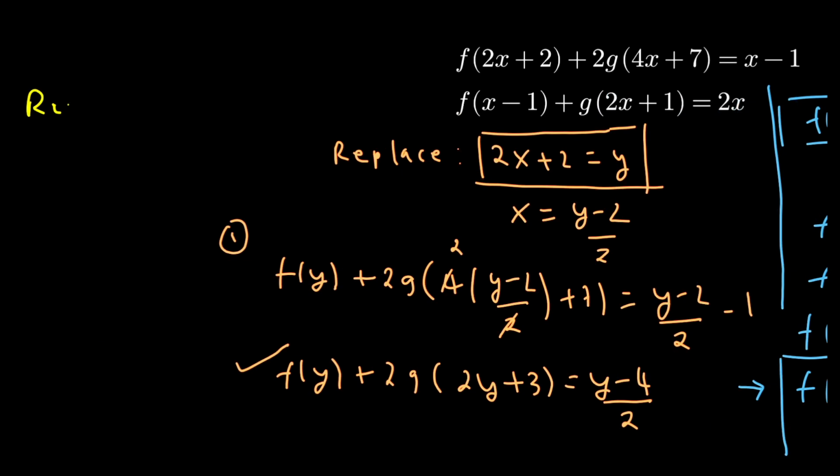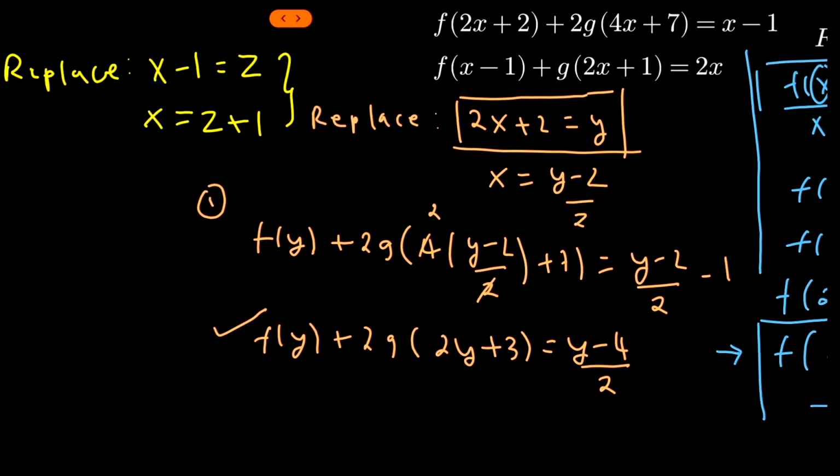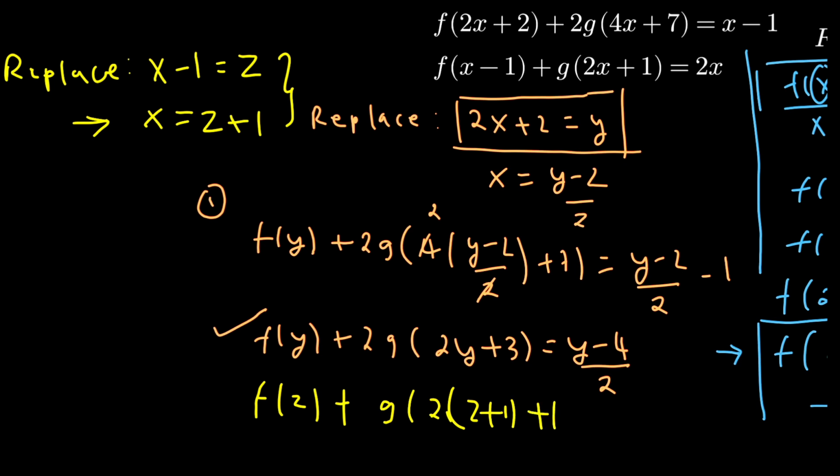In the second equation I will replace x minus 1 with some variable z. Using this, the value of x turns out to be z plus 1. Now I will replace these two values in this equation. The first thing we have is f of x minus 1. Since x minus 1 has been equated to z, that turns out to be f of z plus g of 2x plus 1. Now the value of x is z plus 1, so we need to replace this value of x there. Therefore g of 2 times z plus 1, and outside the bracket plus 1 again.